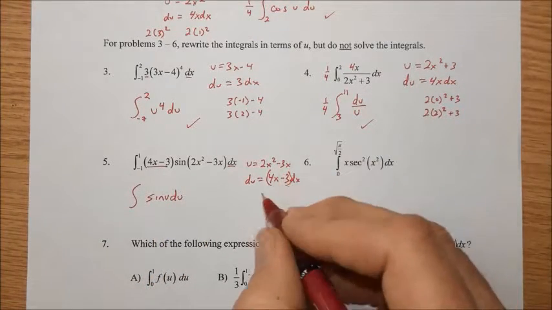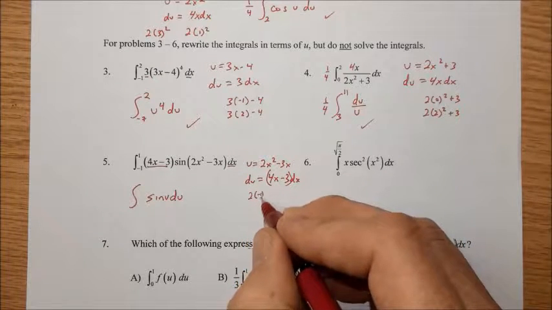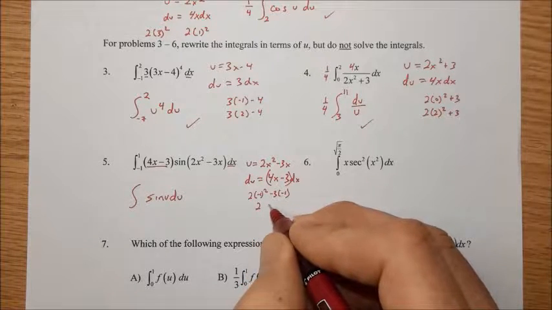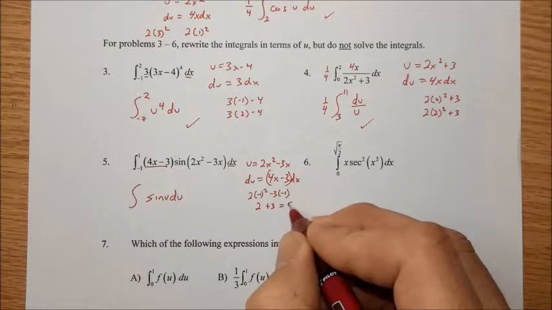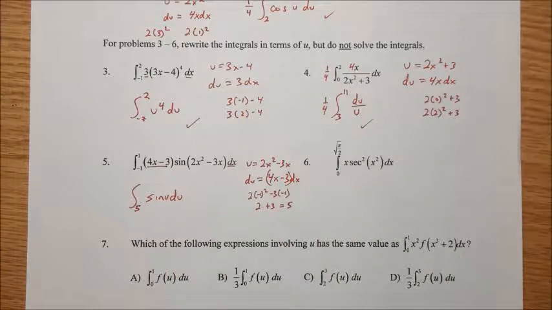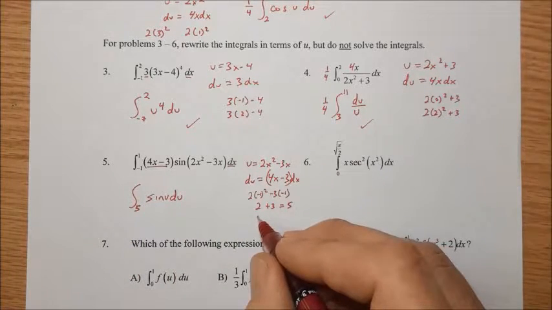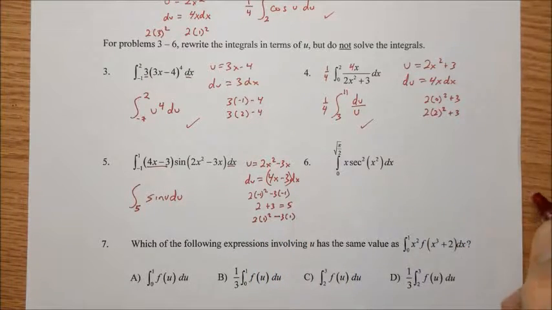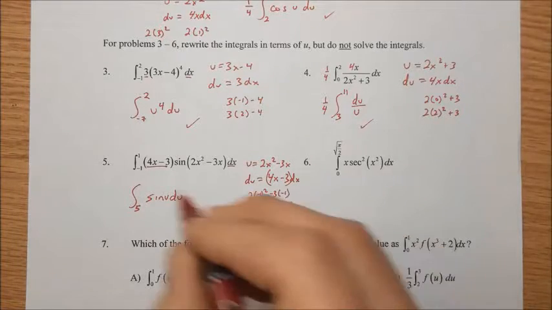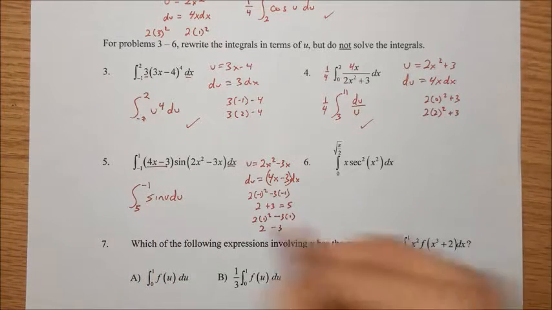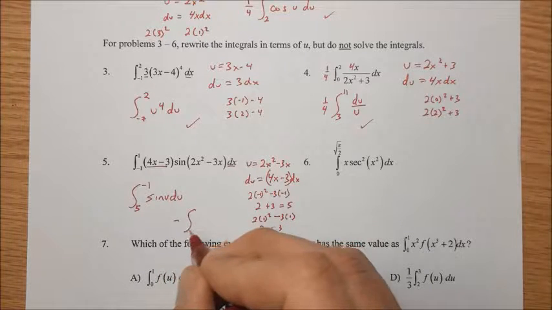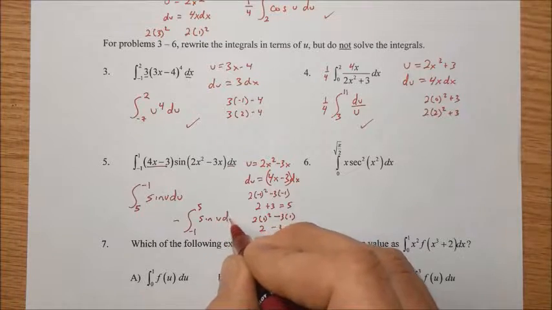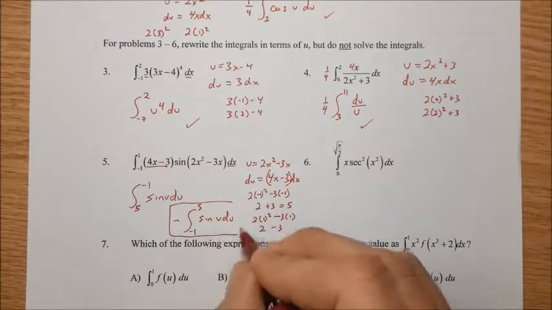We plug in our bounds. We plug in negative 1. We have twice negative 1 squared minus 3 times negative 1. So we have 2 plus 3, which is equal to 5. That's our u equals 5 is the new low bound. And now we plug in 1. So we have 2 times 1 squared minus 3 times 1. So we have 2 minus 3, which is negative 1. Those bounds are backwards. So we'll write this one more time as the opposite of the integral from negative 1 to 5 of sine u du. And that'll be our answer.